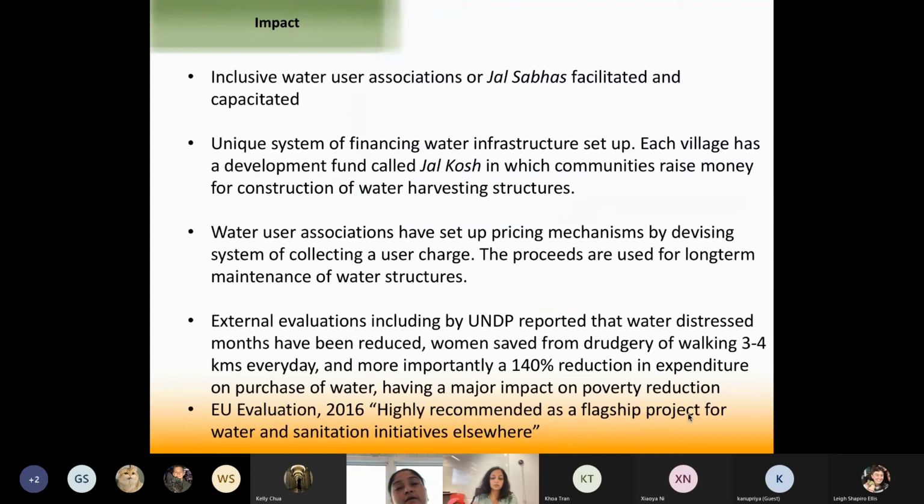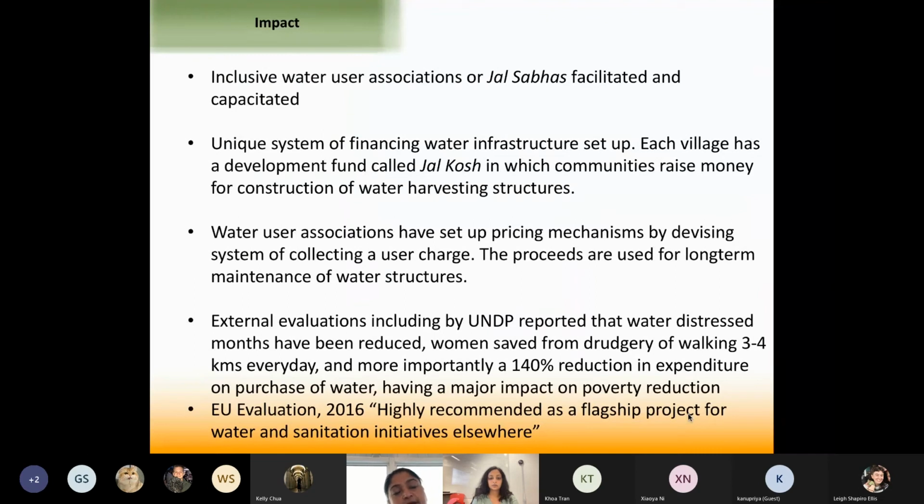So obviously, in a community structure, you need regular maintenance. So they set up a pricing mechanism where people come, and if they're coming and taking more water, they pay something which goes back into the long term maintenance of the structures.